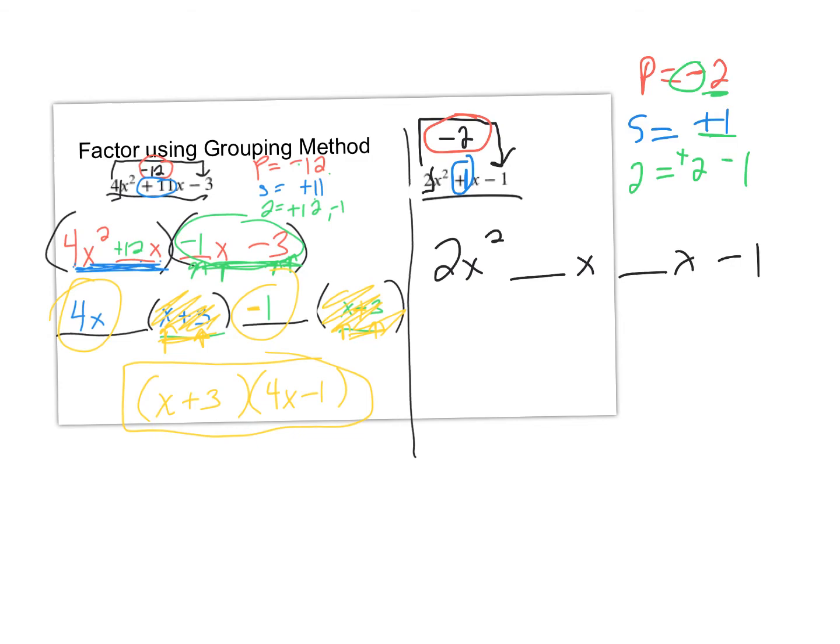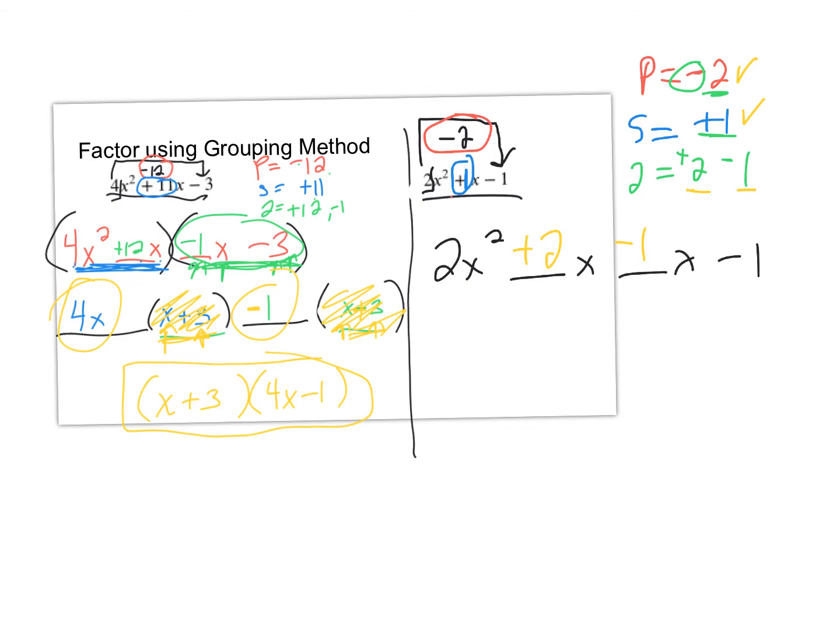Now, if you're not sure of this, do your check. Is 2 times negative 1 negative 2? Yes. Is 2 minus 1 positive 1? Yes. So we know we're good. So I'm going to put those positive 2 minus 1 on the line.